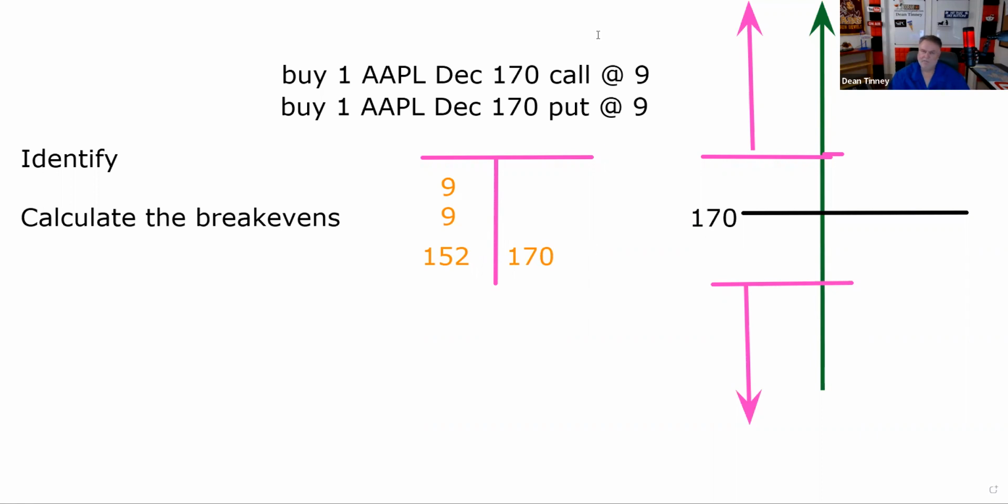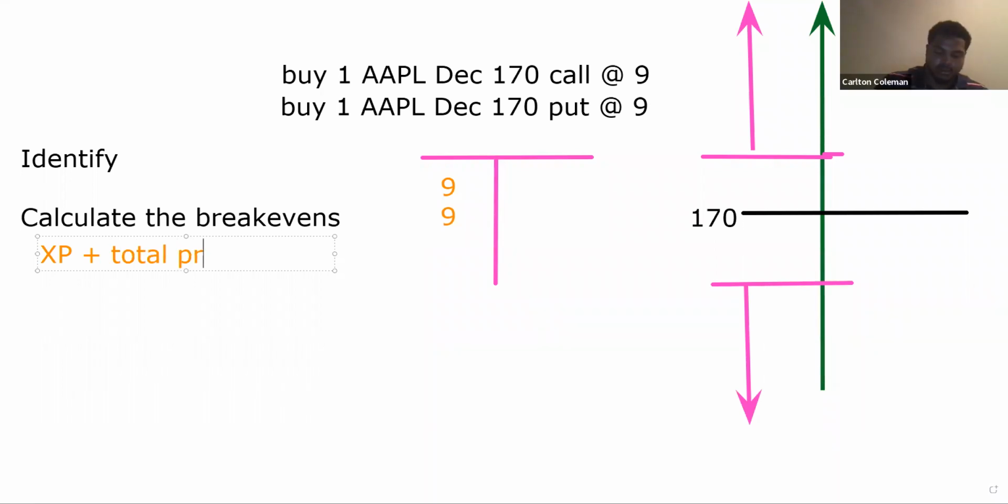So in a straddle, we're going to have two break-evens. And the way we're going to get our break-evens is we're going to total the premium: strike price plus total premium. And that's going to give us our upside break-even.